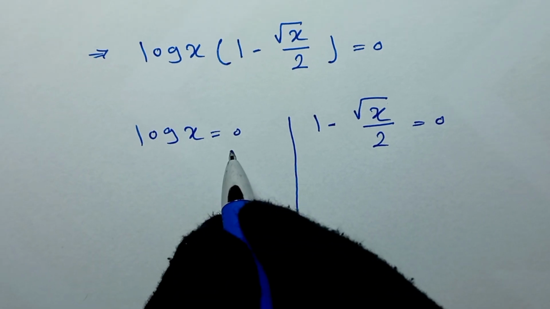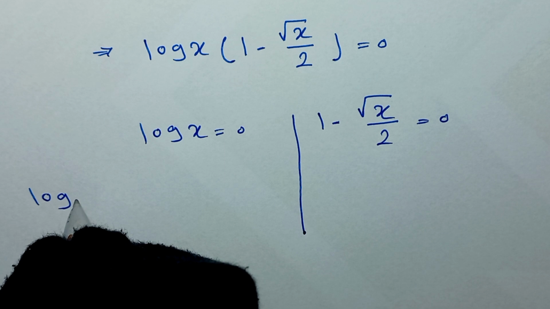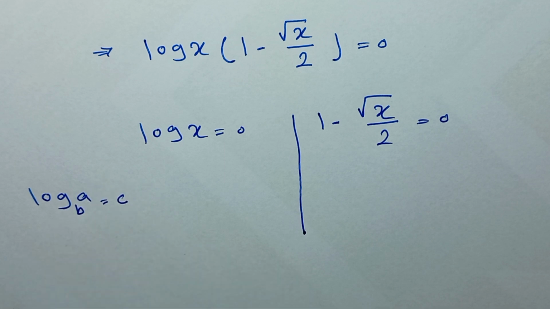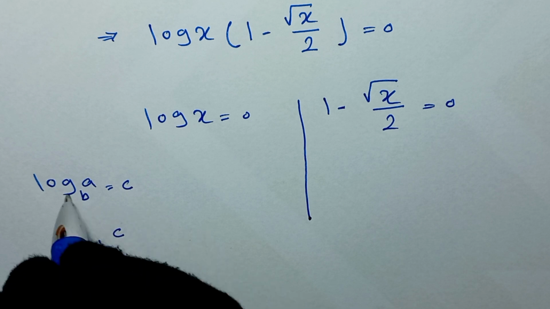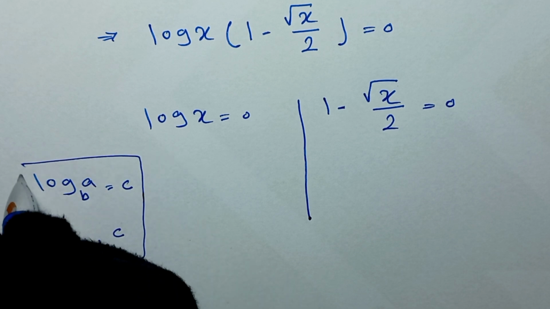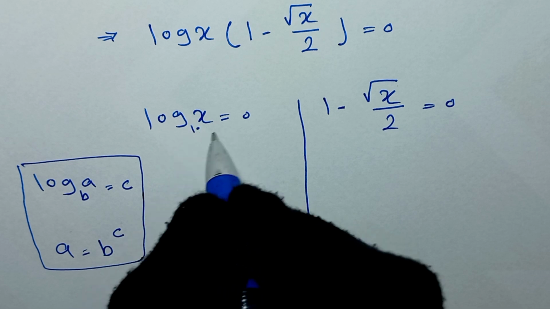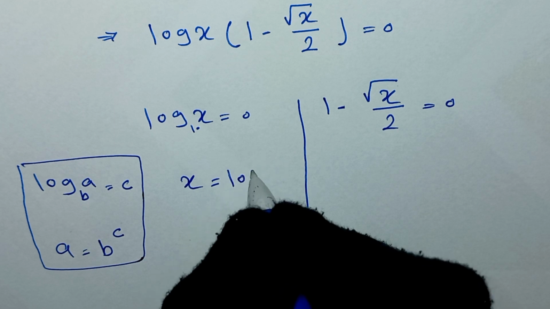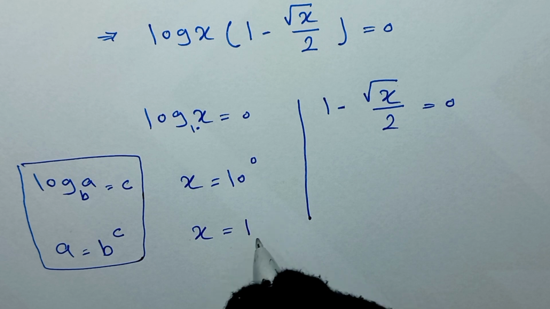From here, if we have log of a to base b is equal to c, we can write this as a is equal to b to the power of c, right? And here, log of x, this log base is 10, right? So here, x is equal to 10 to the power of 0. And 10 to the power of 0 is 1. So x from here is 1.